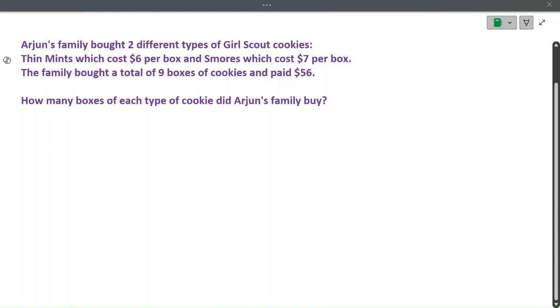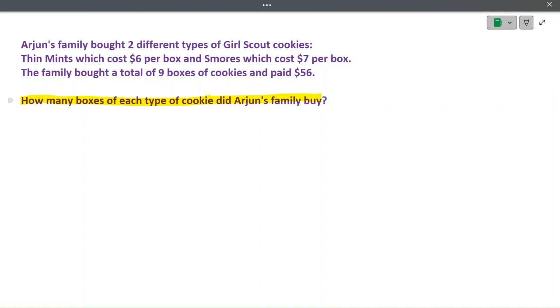So Arjun's family bought two different types of Girl Scout cookies, Thin Mints, which cost $6 per box, and S'mores, which cost $7 per box. The family bought a total of 9 boxes of cookies and paid $56. How many boxes of each type of cookie did Arjun's family buy? So, what we're really trying to find is this: how many boxes of each type of cookie? Right? That's what we're looking for.